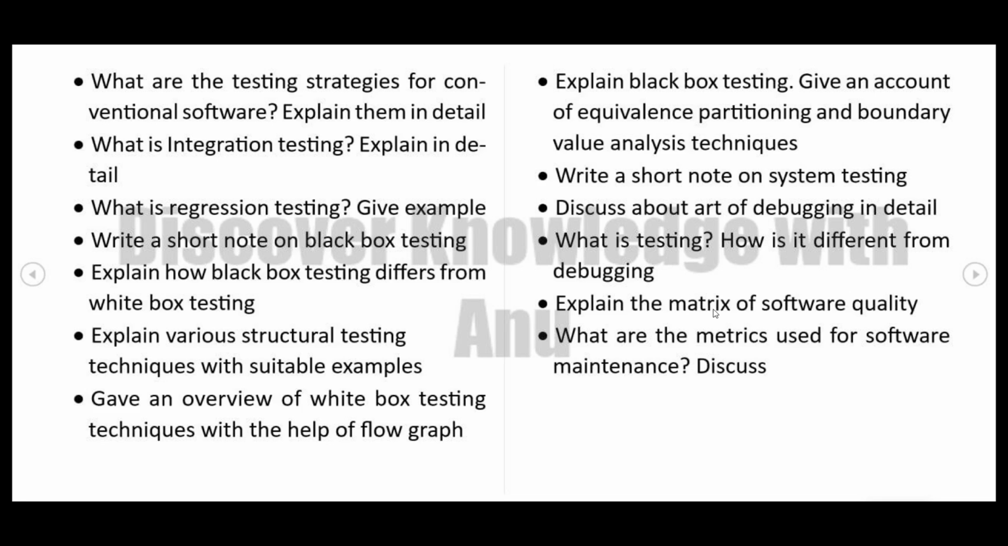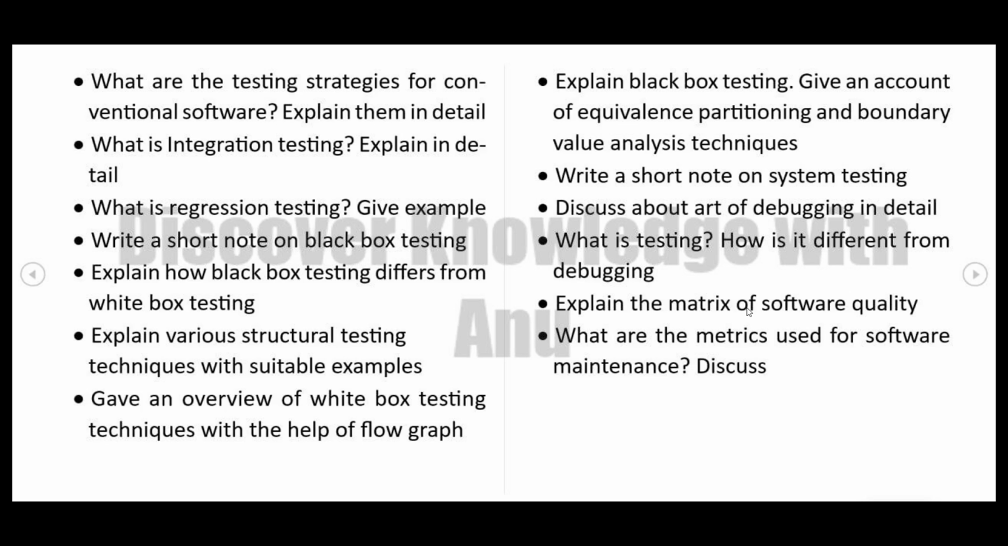Explain the metrics for software quality. So this question on the software quality metrics is one of the important ones. And next, what are the metrics used for software maintenance? Discuss.